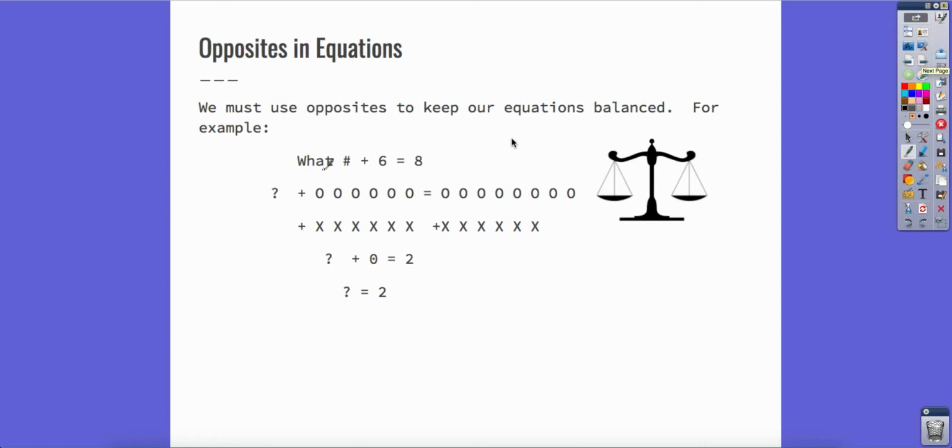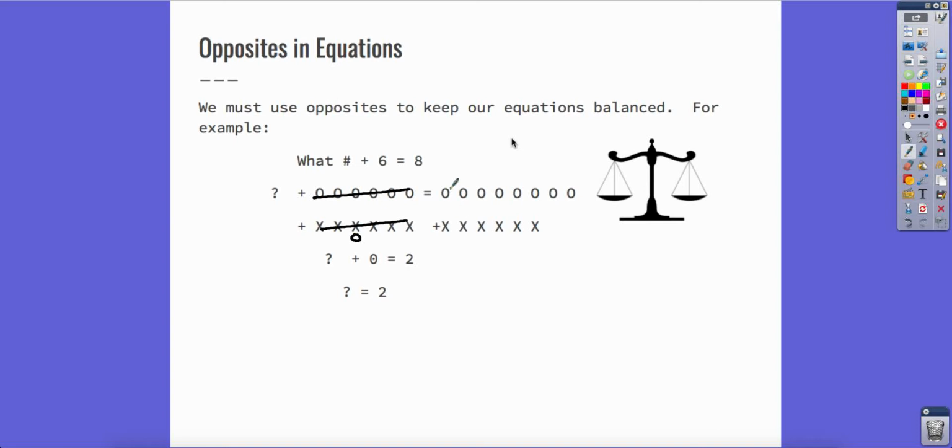For example, what number plus 6 equals 8? I've chosen to use circles as positive numbers and x's as negative numbers. What number is the question mark? We're not sure. Plus 6 is going to equal 8. We can use opposites here to help demonstrate this. If I have one circle, I add to it one x, which is a negative. So I've got an opposite, an opposite, an opposite, an opposite, an opposite, and an opposite. If I have 6 positives and 6 negatives, those combine to give me 0.